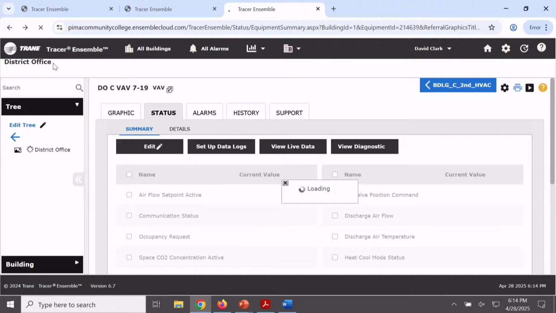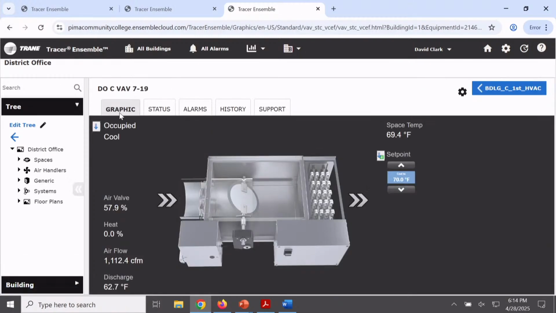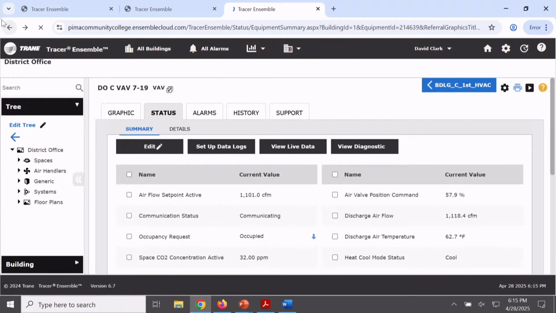Sometimes I don't have the most patience. There we go. So showing your airflow, what our status of heat is, which isn't any at this point, what our damper position is. And the experience is the same throughout the district.